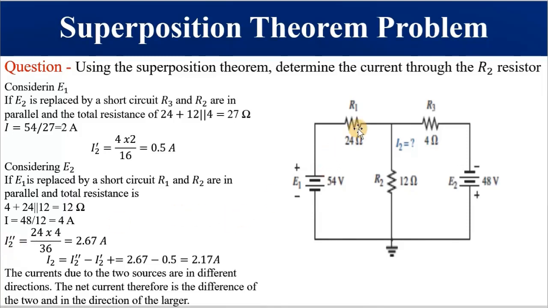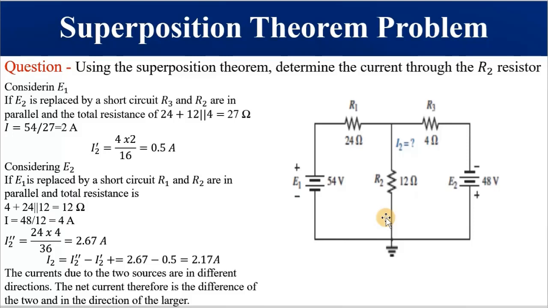So we are going to say this resistor, 24, times the input current of 4 amps divided by the total resistance of the parallel combination, which is 24 plus 12, and this gives you 36. So I2 double prime is 2.67. Please take note that this is our positive, so this current is going in the upward direction, and it means that we are going to subtract the 0.5 because the current due to E1 goes in this direction.